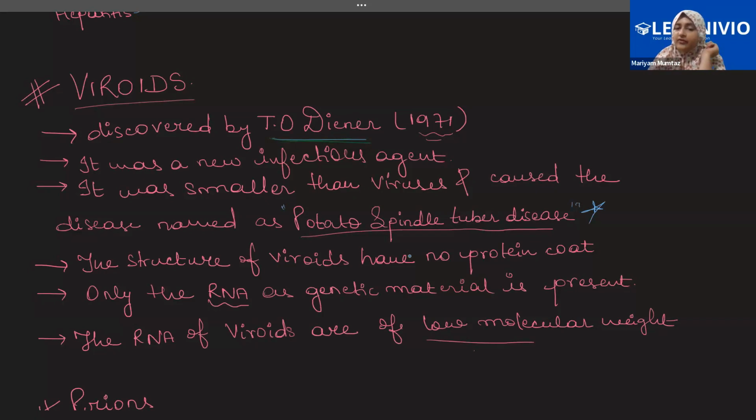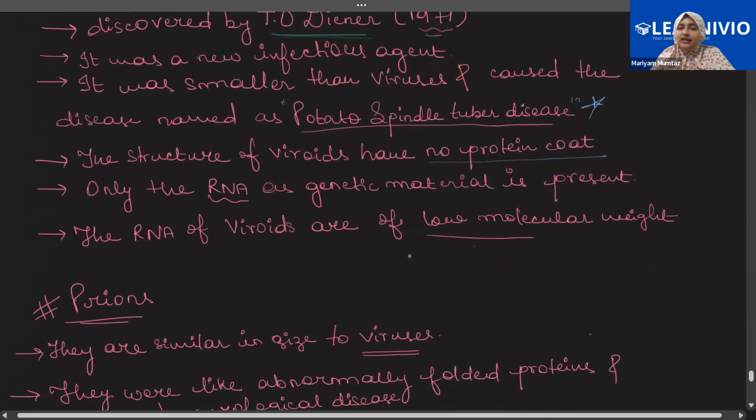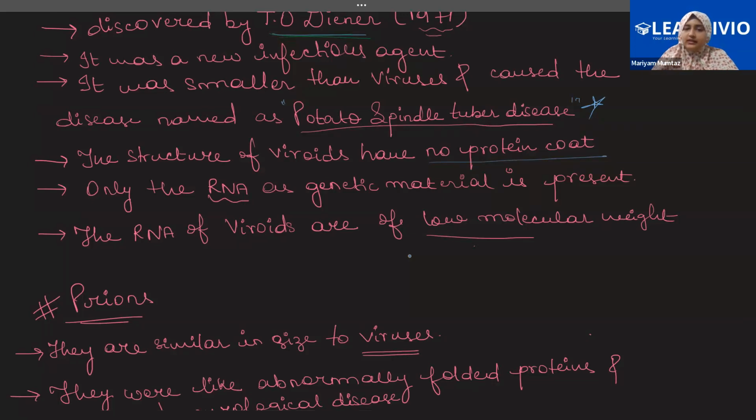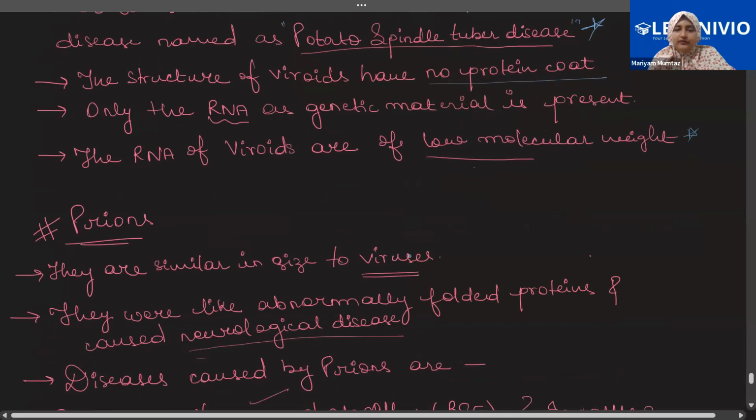The structure of viroids has no protein coat. Viruses have a protein coat present, but viroids do not. Only RNA is present as the genetic material. They do not have DNA. So they have just RNA as the genetic material. The RNA of viroids is of low molecular weight. It's not high molecular weight RNA.